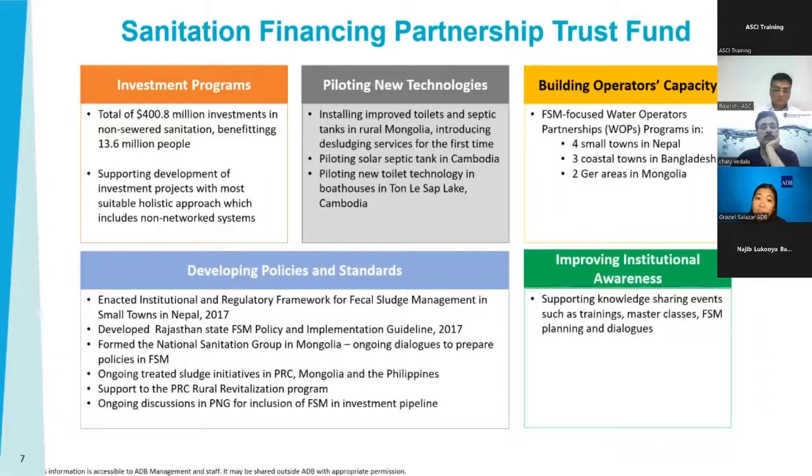As we can see here, some activities implemented under this fund include pilots of new technologies like improved toilets and septic tanks, solar septic tanks, and new toilet technology in both houses. We also build operators' capacity through water operator partnerships, or WOPs, programs with focus on fecal sludge management. Under this fund, there was also development of different policies and standards and improvement of institutional awareness through knowledge sharing events and publication of knowledge products. Next slide, please.